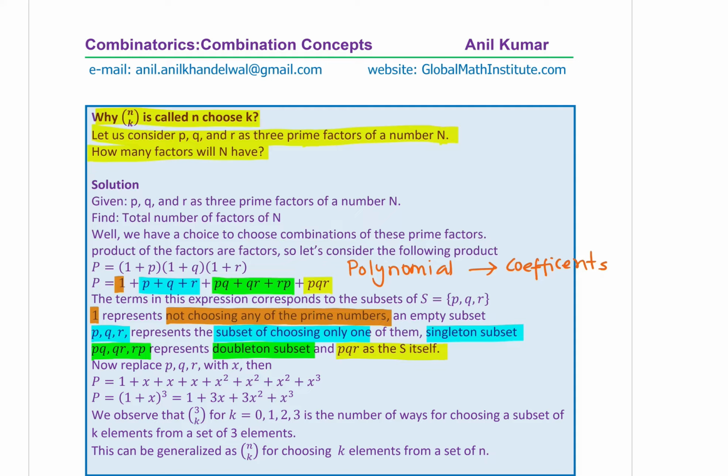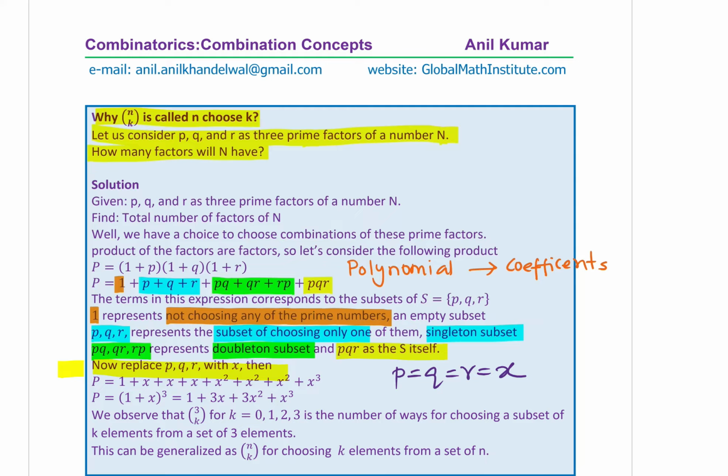Now, let us have a separate look at forming a polynomial once again. Okay, so let's have a different look, and that is, let us replace P, Q, R with X. So what we did here is we wrote P equals Q equals R equals X, right? So we replaced all of them with X, saying these are prime factors, where X is a prime factor, okay?